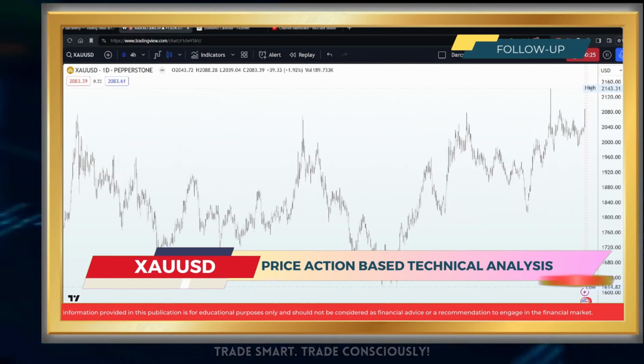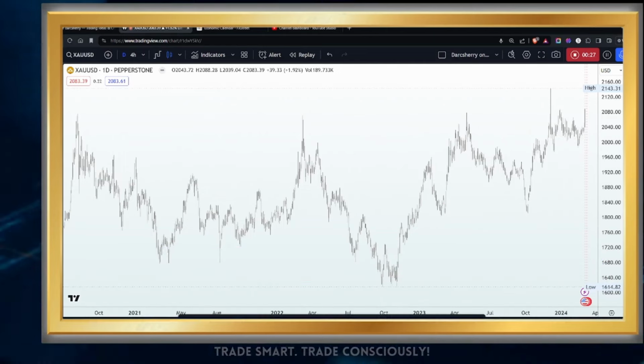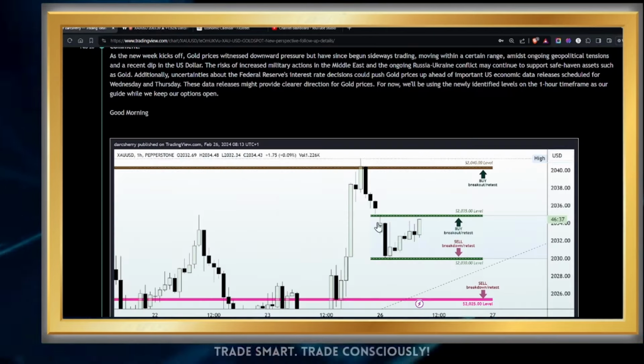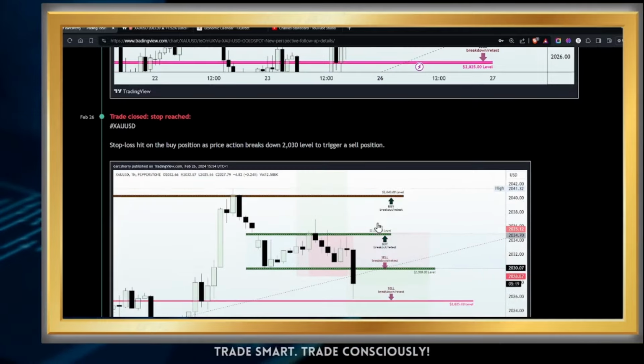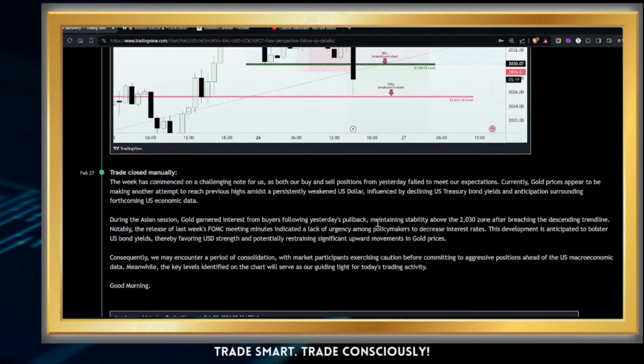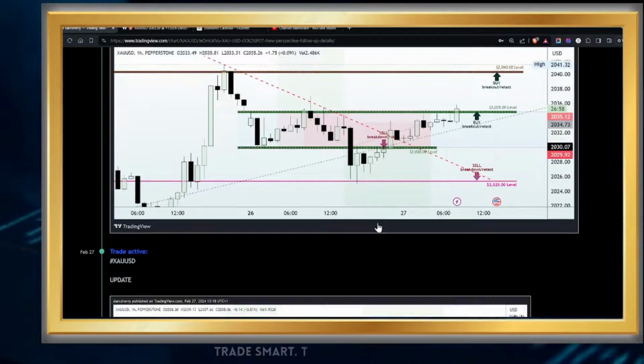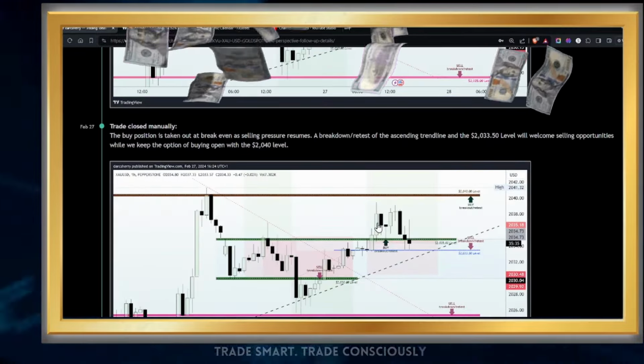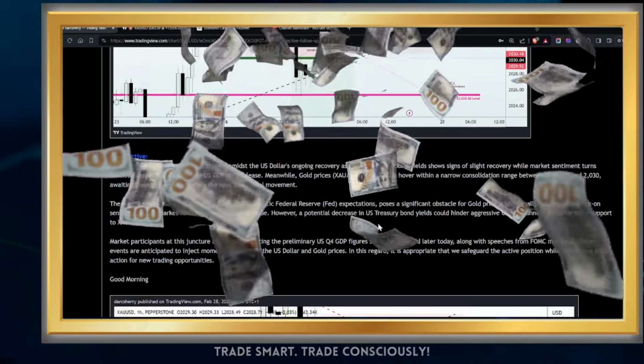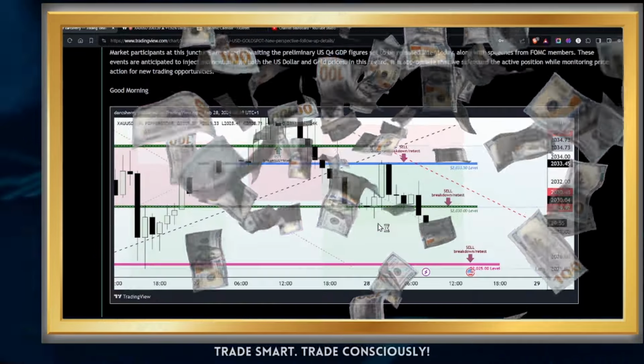Despite encountering a choppy market condition during the first half of the week, we managed to capitalize on a last-minute bullish surge, securing over 600 pips in profit from multiple buy entries.